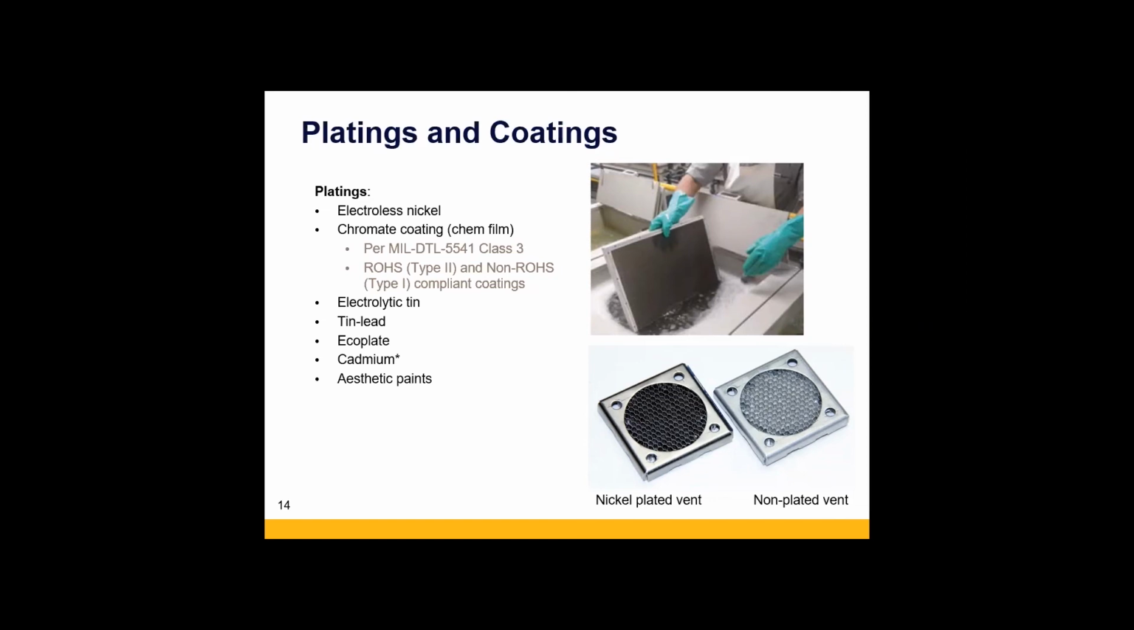Plating will protect the vents from corrosion and standard wear and tear. Electroless nickel is one of the most common plating options. It's a chromate conversion coating. And then lastly, EMI vents can be coated with aesthetic paints to match your enclosure design, so if you want to use a Kark paint or a common military color pattern. You can see on the list, there's a lot of different platings and coatings.